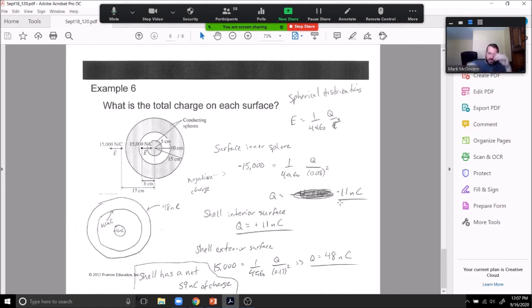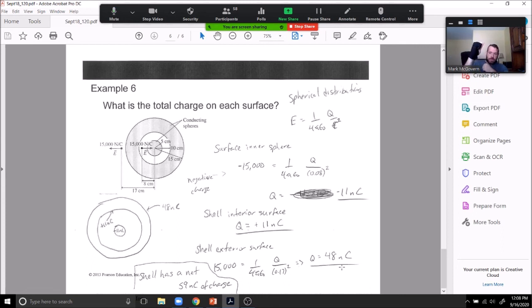All right, now let's do the outer surface. The outer surface has 15,000 nanocoulombs as well, but it points outward. The fact that it points outward tells us that overall we are working with positive charge here. So we do the exact same thing. 15,000 equals 1 over 4 pi epsilon naught Q over our new distance. This electric field is evaluated at 17 centimeters from the center, so 0.17. Solve for Q, we get 48 nanocoulombs.